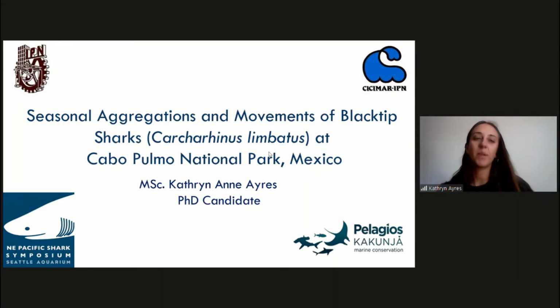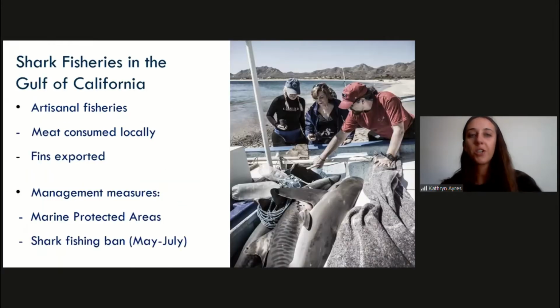Okay, so yeah, my PhD project is on seasonal aggregations and movements of blacktip sharks at Cabo Pulmo National Park, Mexico. So shark fisheries in the Gulf of California exist because the artisanal fisheries target sharks for their meat, which is consumed locally, and for their fins, which are exported. So the management measures that are in place include marine protected areas, as well as a shark fishing ban that runs every year between May and July, and that's been in place since 2011.